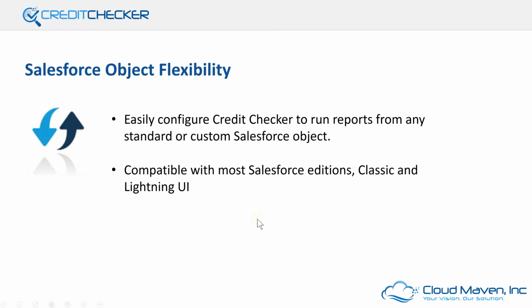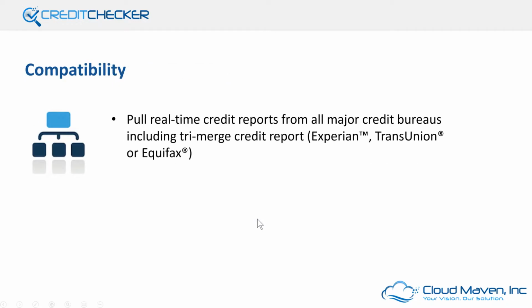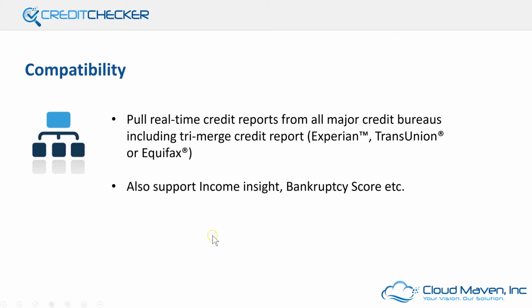Credit Checker is fully built on the Lightning Experience platform and is compatible with Salesforce Classic as well. Compatibility. This application is highly compatible and designed in a way that can pull data from any or all of the 3 major credit bureaus. It provides you the functionality to pull a dual or tri-merge report from any of the credit bureaus of your choice. It also supports various credit bureau products and models like Income Insight, Bankruptcy Score, Credit Vision Recovery Score, Credit Summary or ID Mismatch, and many more.